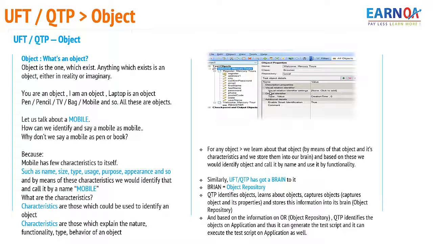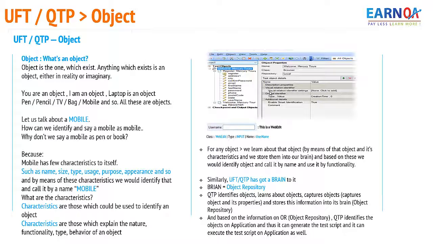So it captures and stores all the properties of each and every object. Because of that, it is able to recognize, it is able to identify, and it is able to play back the script successfully on the application. Example, what is this? This is a web edit. Similarly, QTP identifies this web edit as a class of web edit. It's a type of input. It's a name containing username.